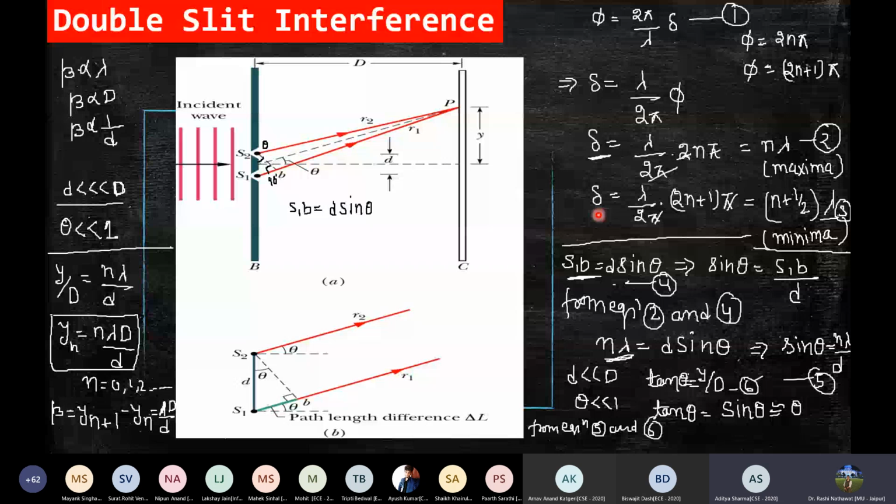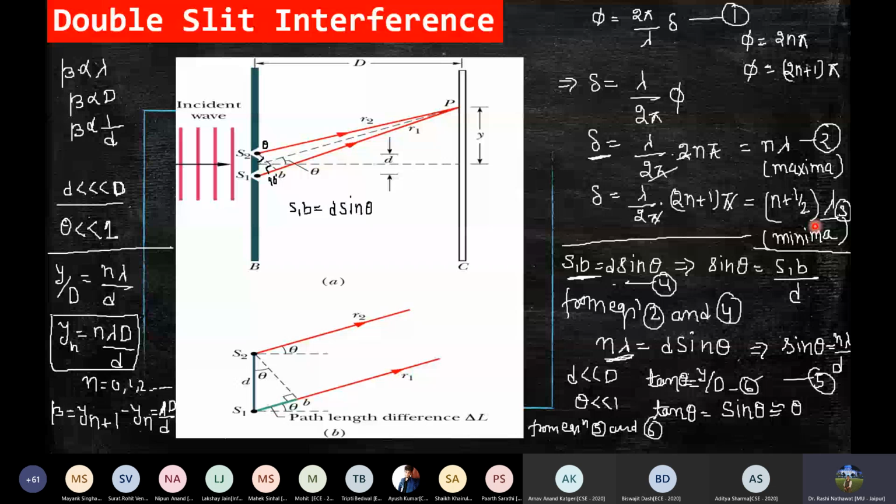Ma'am, this y that we have calculated, n lambda D by d, this is only for maxima, no? For the minima, will there be a different equation, or will this be applicable? This will be applicable because that's what we are finding out here. This beta, the fringe width, is not depending on the order. Ma'am, I am just talking about that y, only y. If we put the values like 1, 2, 3, it will only give the distance of the maxima, no? Yes, only maxima. For the minima, you need a different equation, with n plus half, equation number 3. Yes, absolutely.